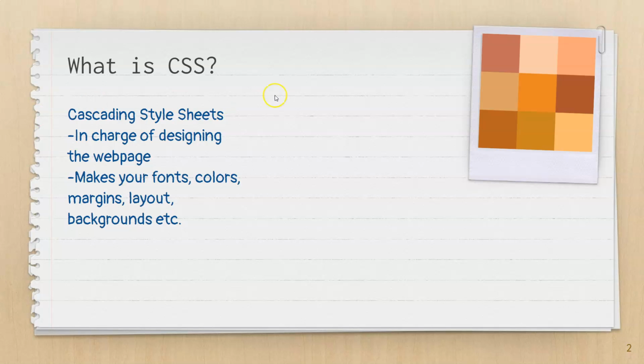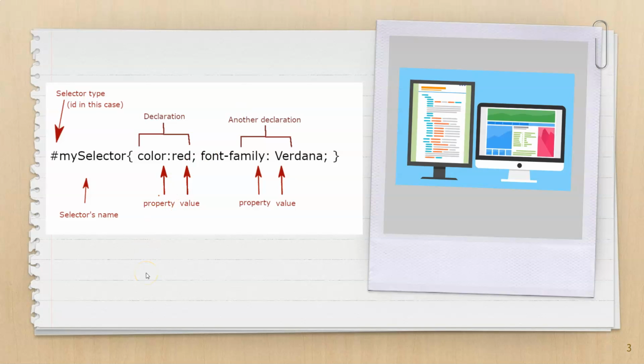So let's take a look at the structure of a CSS selector before we dive into the code. Now, this is going to be a standard CSS line. You're going to have a selector type, which is going to be either ID or class, which we're going to talk about, and then there's the selector name. Then we have the declaration, which is going to be this color, I want it red, or this font family, I want it Verdana. So those are your declarations.